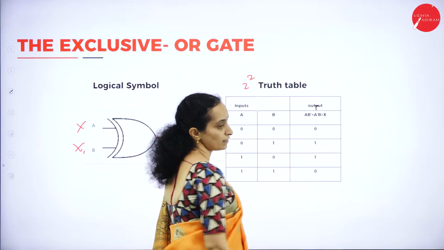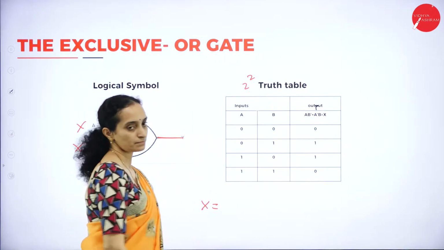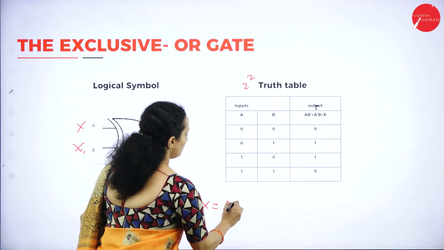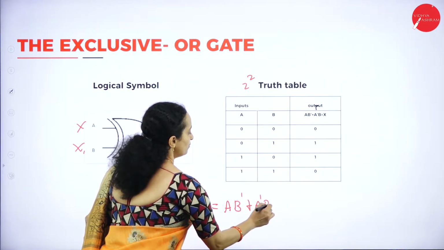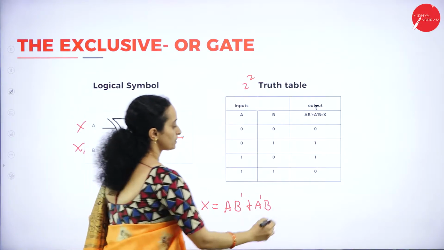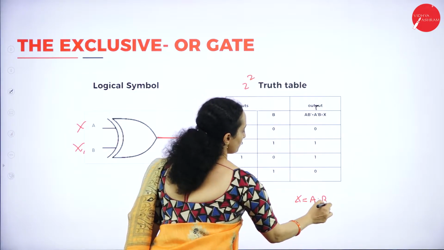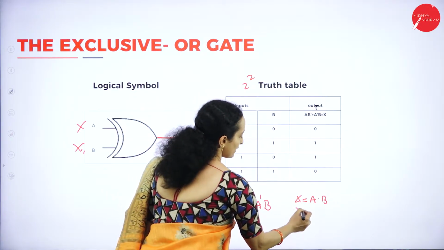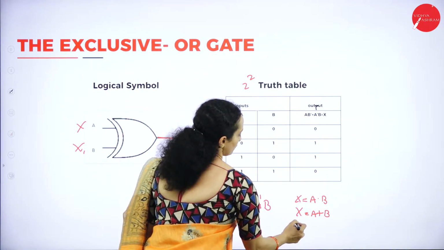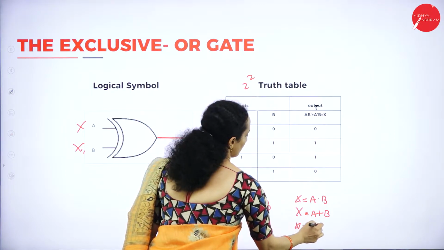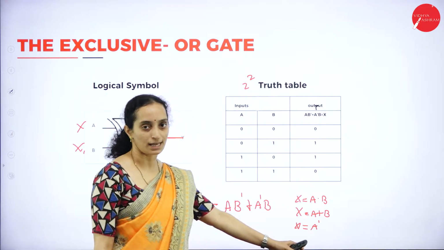Now, the expression of the XOR gate is X equals A into B dash plus A dash into B. Okay? The expression of AND is X equals A into B, isn't it? OR gate is A plus B. And NOT gate is A dash, isn't it?